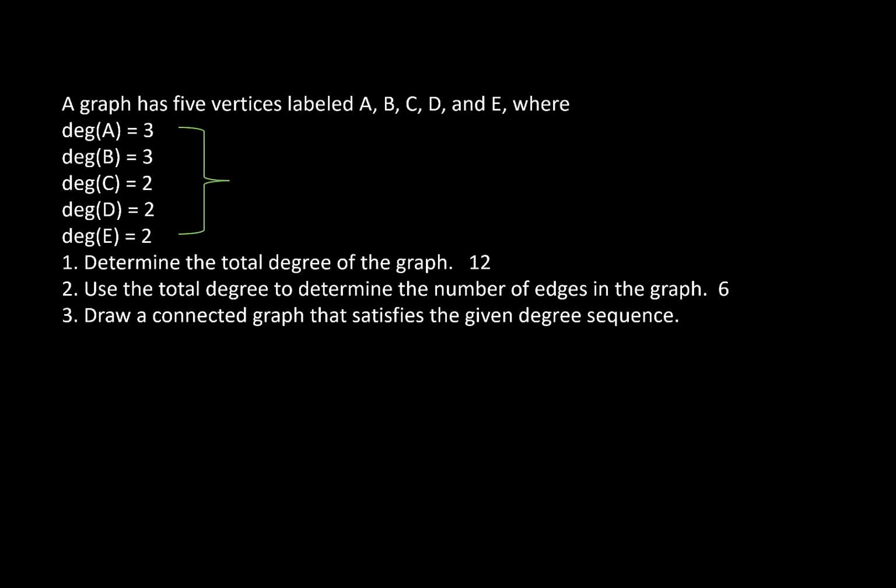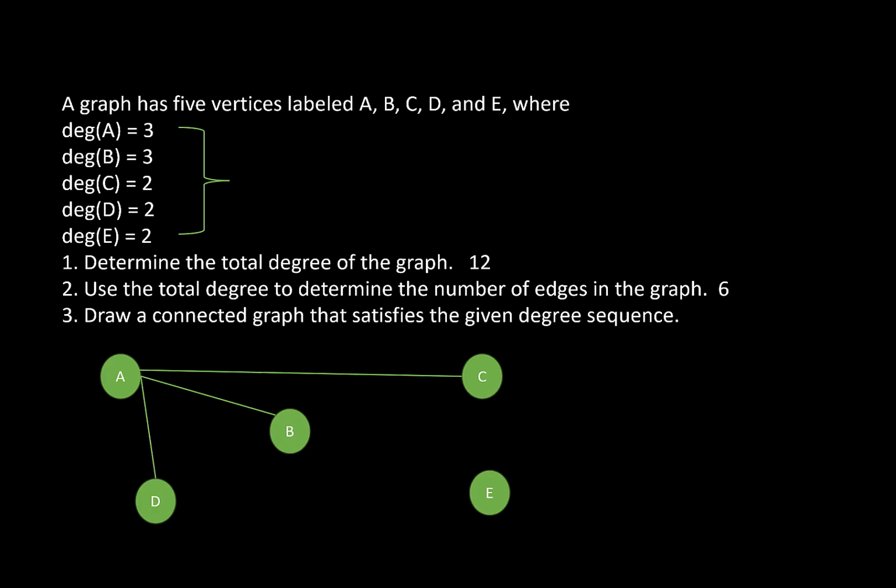We'll start by drawing our vertices. We have A, B, C, D, and E. A is supposed to have a degree of 3, so let's connect A to B, C, and D. B is also supposed to have a degree of 3. It's already connected to A, so we need to connect it to 2 more vertices. Let's connect it to E and C. C is supposed to have a degree of 2, and it already does. It's connected to A and B.